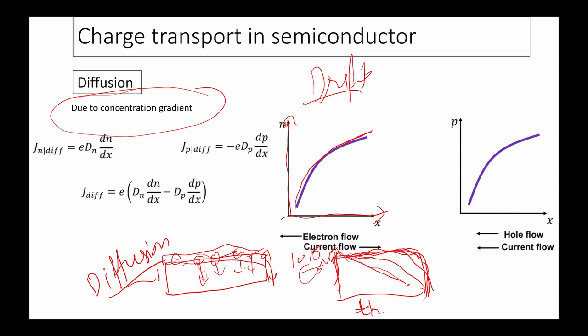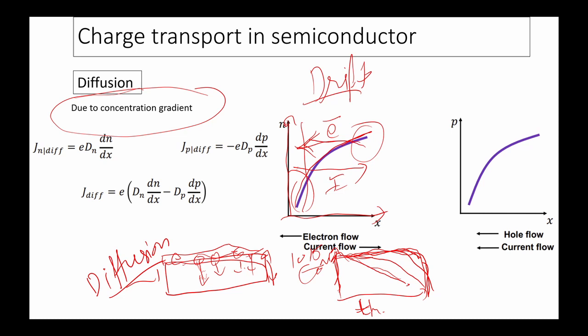This is the high concentration regime, and this is the low concentration regime, so electrons will try to move in this direction, and there will be a current. Electrons move in this direction; this is the flow of electrons, and this is the current, which is in the opposite direction to the electrons. So there will be a current.